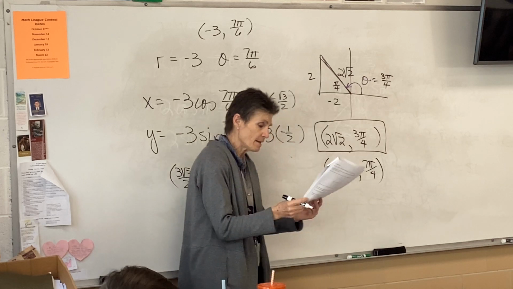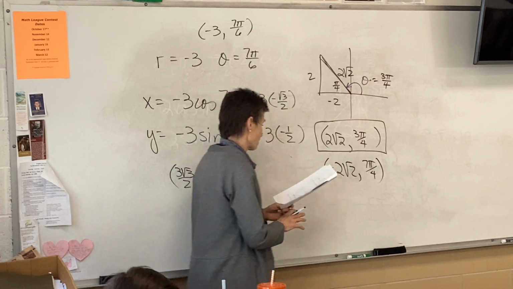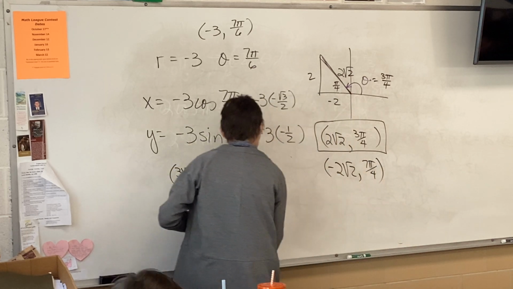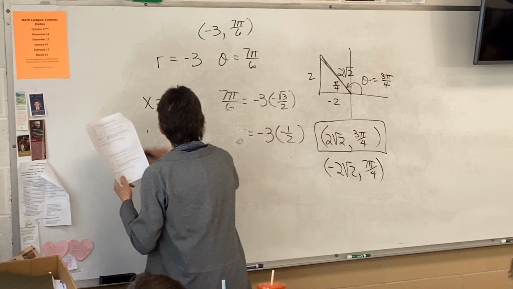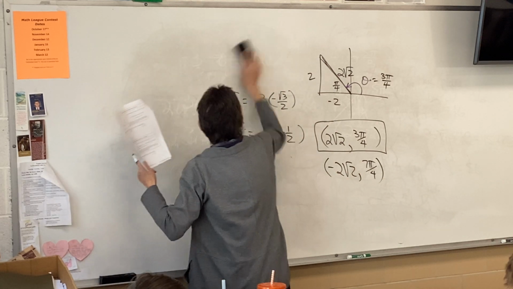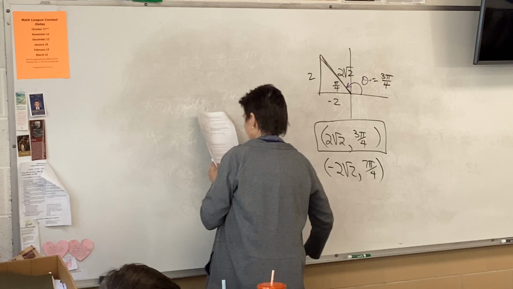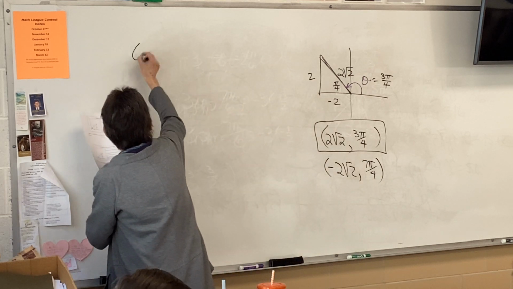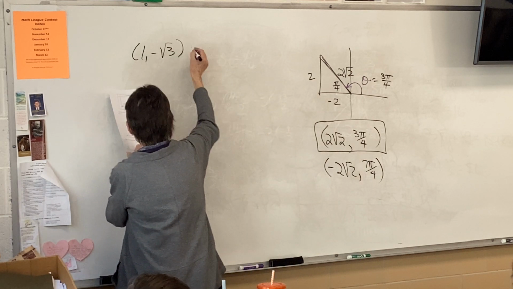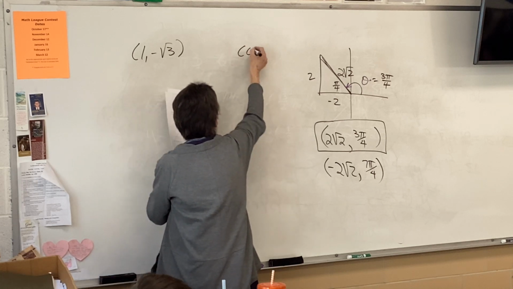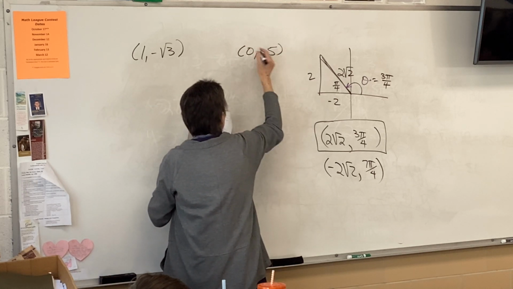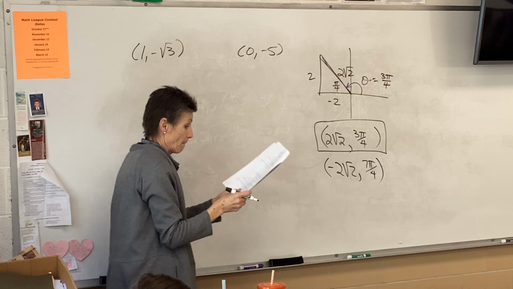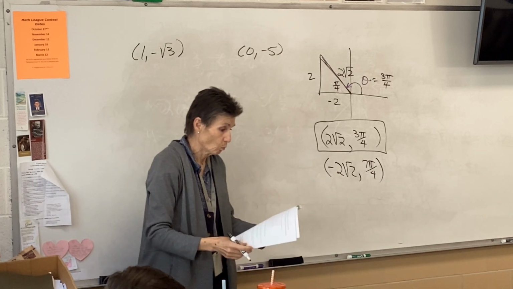Would you try B and C with your partner? See if you can figure out the polar coordinates for (1, -3) and (0, -5). You're finding the polar coordinates.